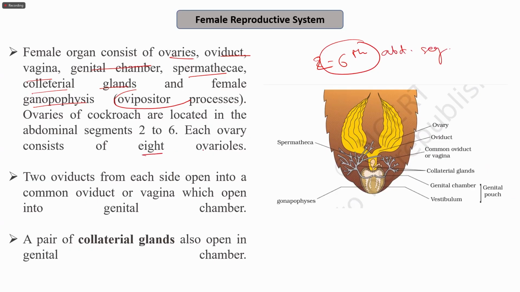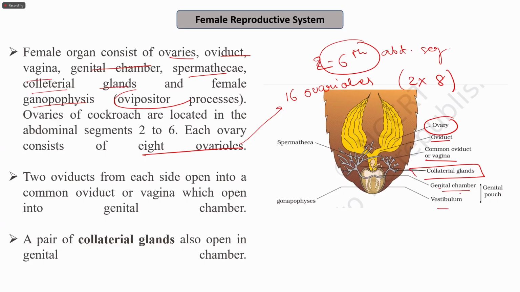Each ovary consists of 8 ovarioles. So how many total ovarioles are present? 16 ovarioles are present in total, 2 into 8. So the female system consists of ovary, oviduct, common oviduct or vagina, collateral glands, genital chamber, vestibulum, gonapophyses, and spermatheca.